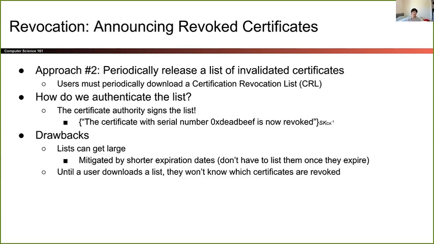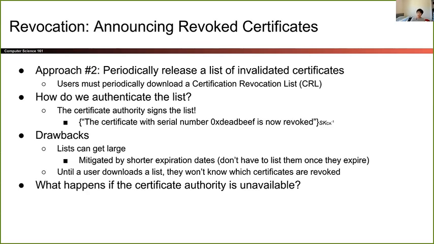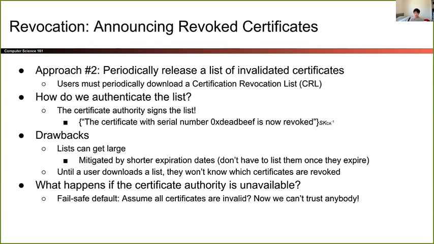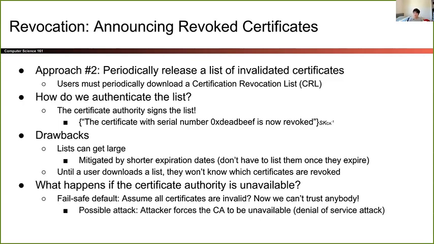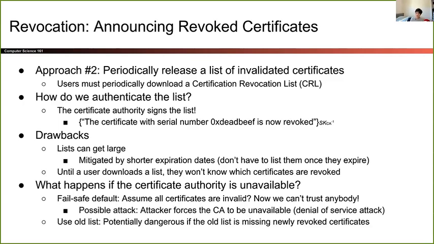You also are stuck with the problem that if the user hasn't downloaded the list yet, the user doesn't know which certificates are revoked. And so what happens if suddenly we can't contact the CA? What if the CA is offline? Well, now we have to make a choice. If we choose the fail-safe default, well, now we can't trust any certificate. And now we can't trust anybody. And now all of cryptography is broken. This doesn't seem like a very good solution, but the other one is also not great.